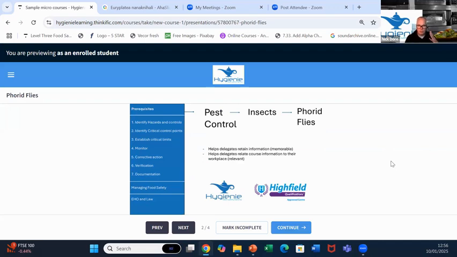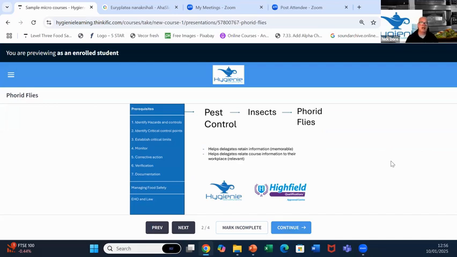When I structure food safety courses through my own company, through Hygiene Limited, I structure most of them around the same structure. Prerequisites followed by the 7 principles of HACCP, managing safety, EHO, and law. And this shows how phorid flies fits into that structure.